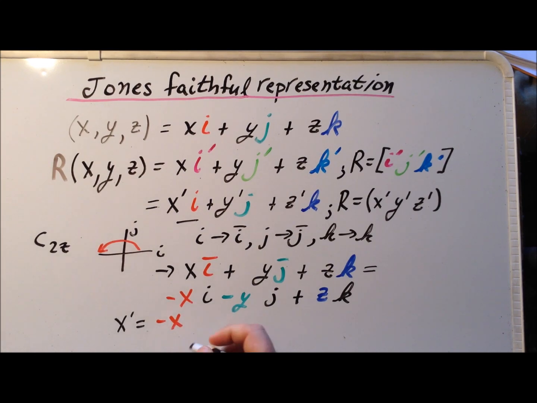Similarly, the value for y prime is going to be the new coefficient of the j vector. And since the new coefficient of the j vector is minus y, the y prime is equal to minus y. And then last but not least, the new coefficient of the k vector is our z prime. And since that hasn't changed at all, that's going to remain as z.